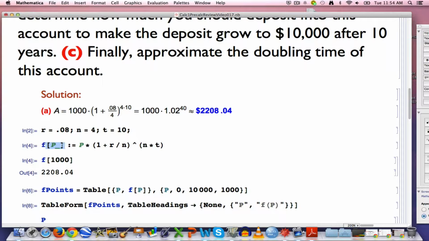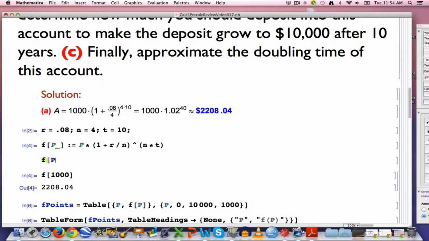Square brackets are function arguments. When you first define the function, you use an underscore, and I like using a colon equals. Watch though, the f will turn from blue to black once I enter this. 1, 2, 3, go. Yep, now it's black, and you can confirm that it is entered by typing f of p without an underscore and seeing that it is entered.